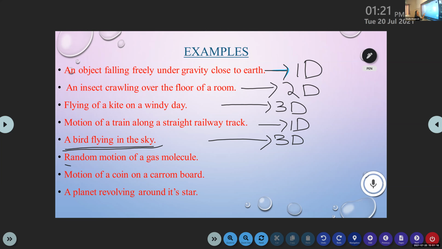The next one, random motion of a gas molecule. We know that air is a mixture of gas molecules, air molecules or water molecules. So here we consider the random motion of a gas molecule. Identify the type of motion possessed by the gas molecule. Who is here? Nimita, any idea? Random motion. Yes, it is one-dimensional. Our gas molecule is moving only along one direction.